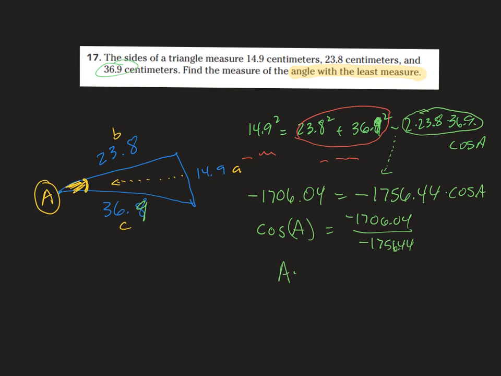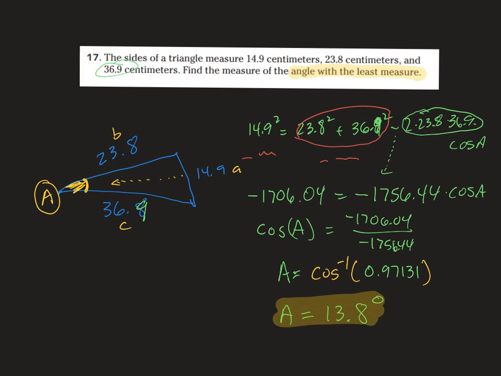So A is going to be the inverse cosine of 0.97131, give or take that. So I'm going to do that inverse cosine, and that'll be my angle A, and then I'll be done. So the measure of angle A is right around 13.8 degrees. And that is the measure of the smallest angle.